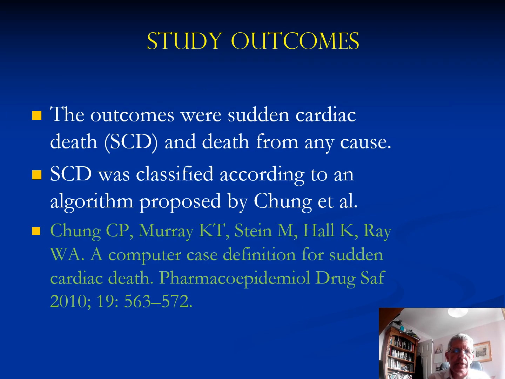Another factor to consider is how the study outcome is measured. Definition of outcome might be important. This paper tells us that sudden cardiac death was classified according to an algorithm. It could be that other methods were available, but they are not considered in this paper.